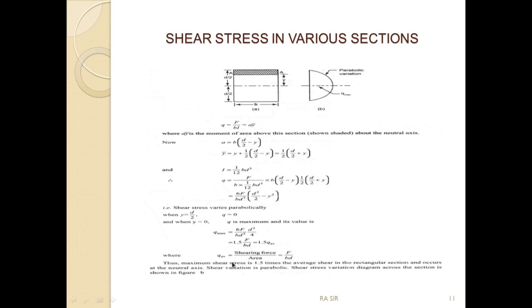So the average stress intensity is the shearing force divided by the area. Thus the maximum shear stress is 1.5 times the average shear stress that we can find from this equation in this particular block. See this one: the maximum shear stress is 1.5 times the average shear stress that we have derived here. So this concludes the shear stress, and we do have many other sections here. I have just discussed only the rectangular section.